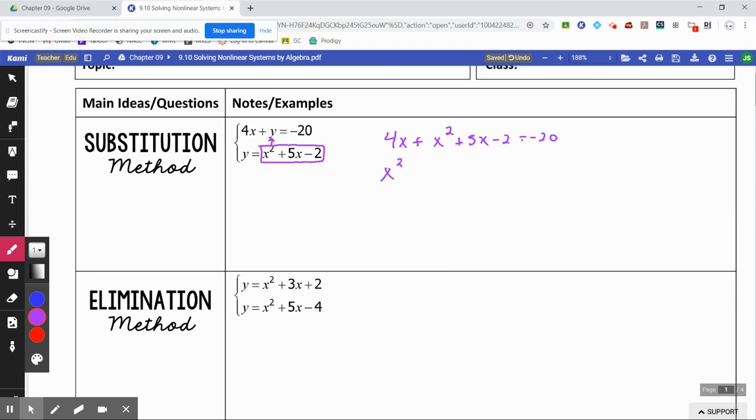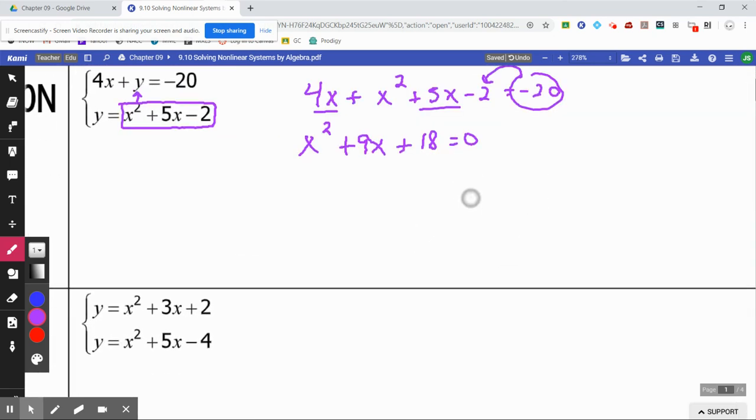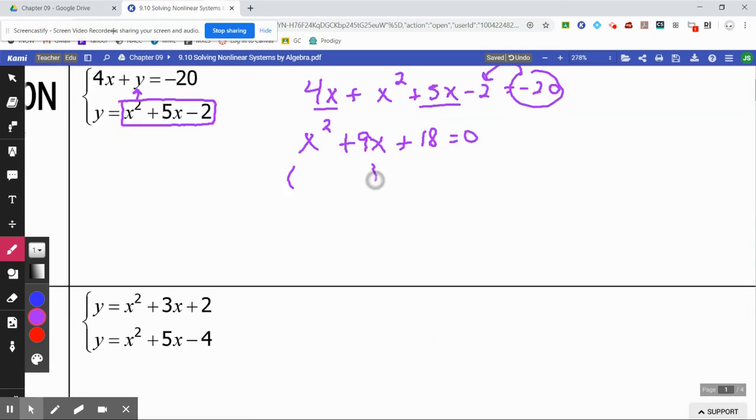X squared, it's quadratic, so let's combine our like terms. 4x and 5x gives you 9x. Let's take this minus 20 and move it over here, and that would give you a plus 20, which is now a positive 18. Let me zoom in just a little bit. From here, since it's quadratic, we're going to solve it by factoring. X times x gives you x squared, adds, multiplies is a positive 6 and a positive 3. So that gives me x is equal to negative 6 and x is equal to negative 3.